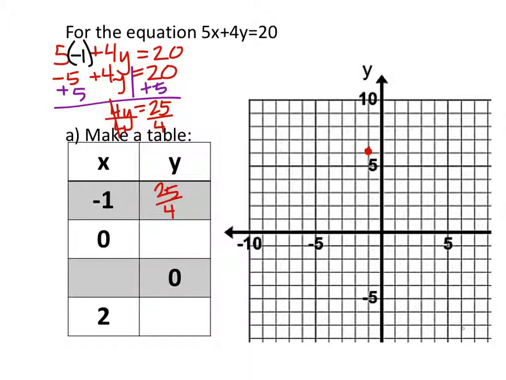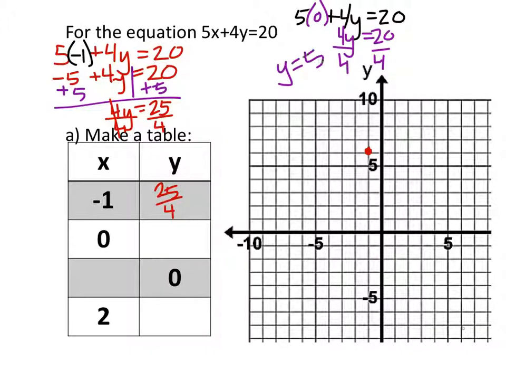Next up, we got x is 0. So I'm going to rewrite the equation again. Now this is the nice thing about this form: if we're only looking for intercepts, then it's kind of easy right here, because I'm going to replace the x with 0 in that equation. And anything multiplied by 0 is 0. So I'm going to make that a phantom 0 and just show 4y equals 20. And then to solve, we're just going to divide both sides by 4. And we get y is 5. So that fills in this box.